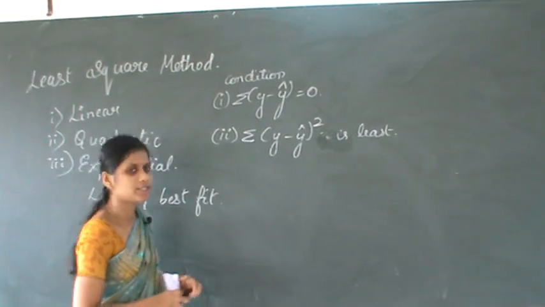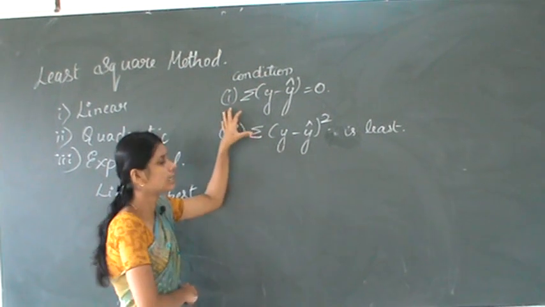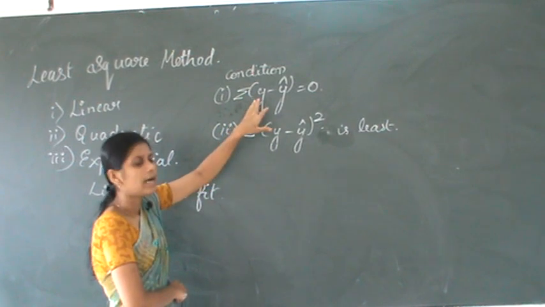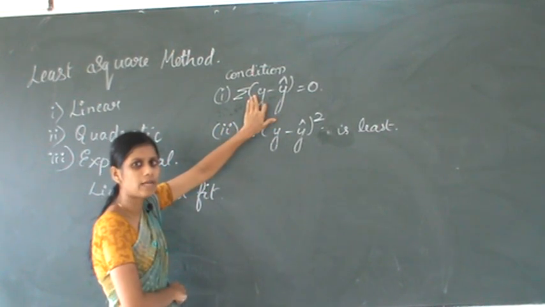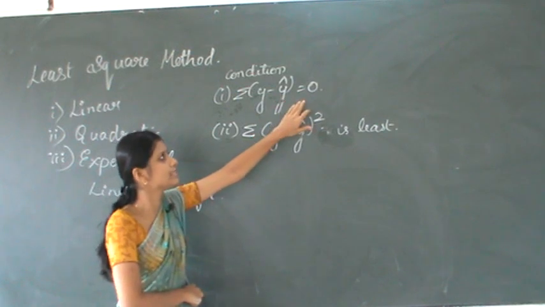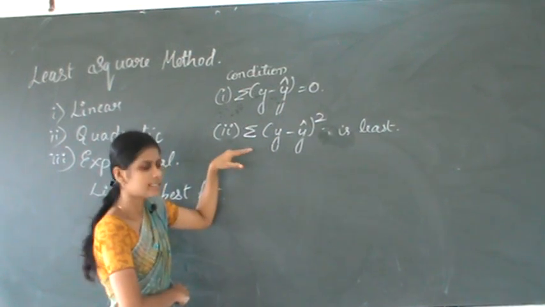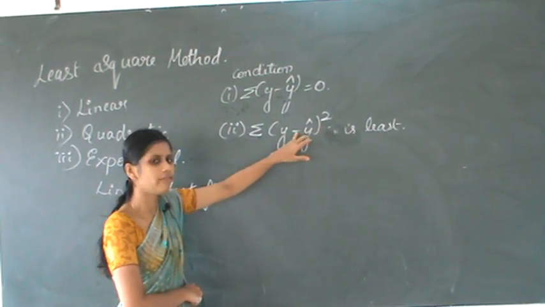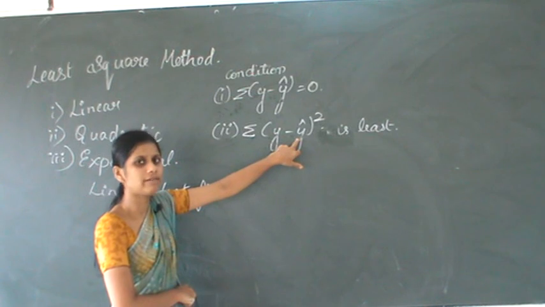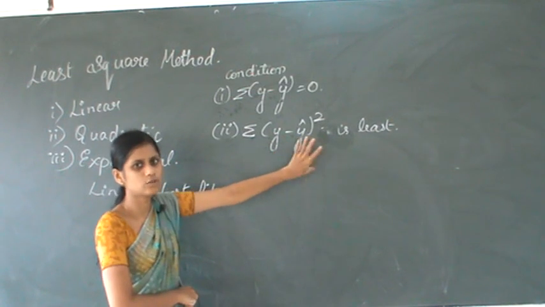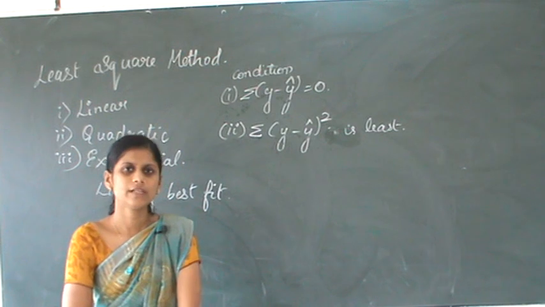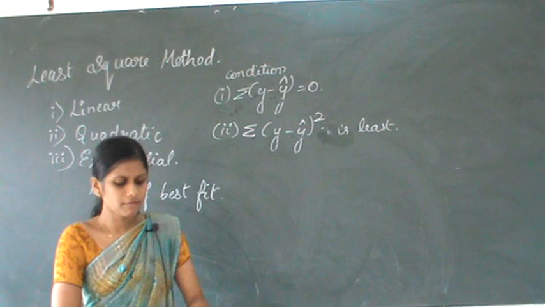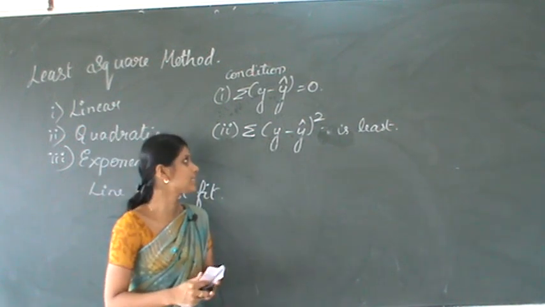So these are the two conditions which have to be fulfilled in order to draw the line under the least square method. The first condition is that the sum of deviations of the actual value of y and the computed value of y is equal to 0. The second condition is that the sum of squares of deviations of the actual value of y and the computed value of y is least. Now we will see what the merits of this least square method are.